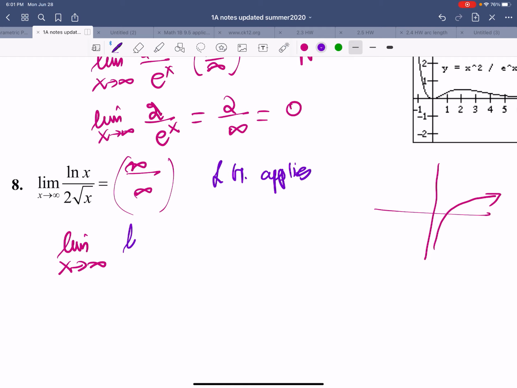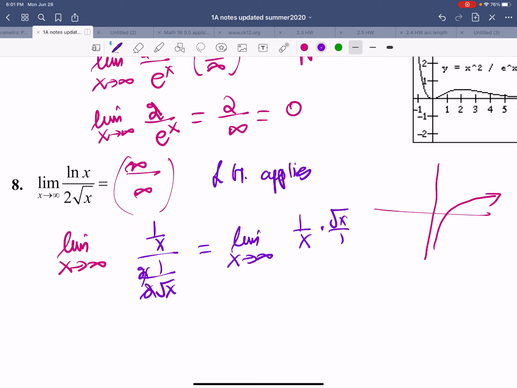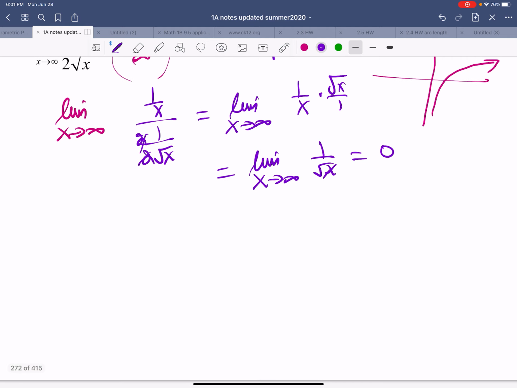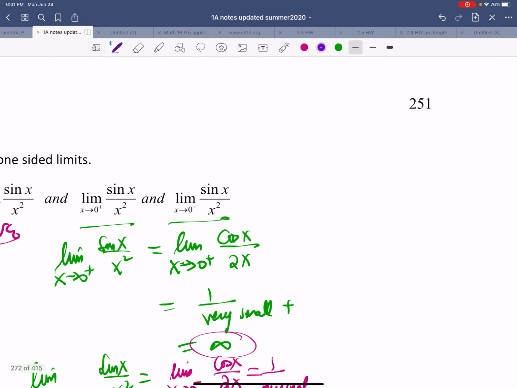L'Hopital rule says go ahead and take the derivative of numerator, natural log of x is 1 over x, and take the derivative of denominator, and then simplify here. See what you get. Limit x goes to infinity, 1 over x times square root of x over 1. That is going to leave me with limit x goes to infinity, 1 over square root of x, which is going to be 0. 1 over a very large number will turn out to be equal to 0.